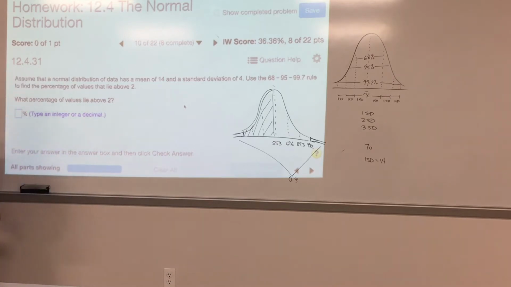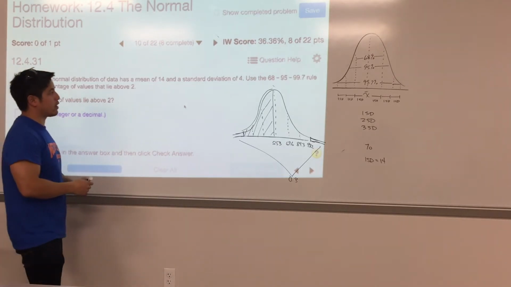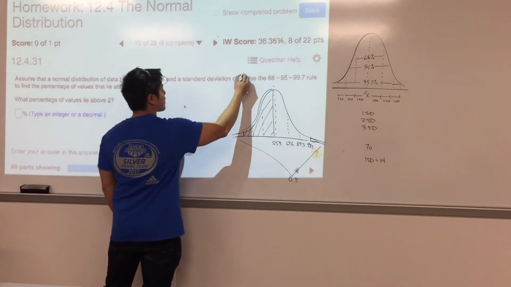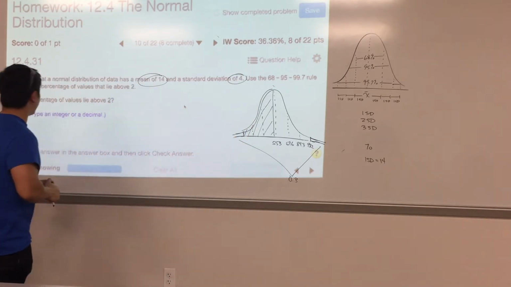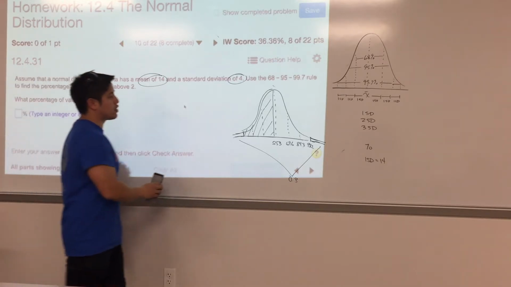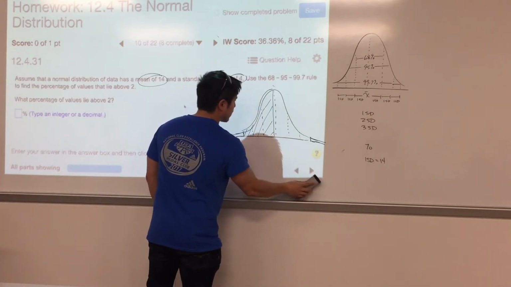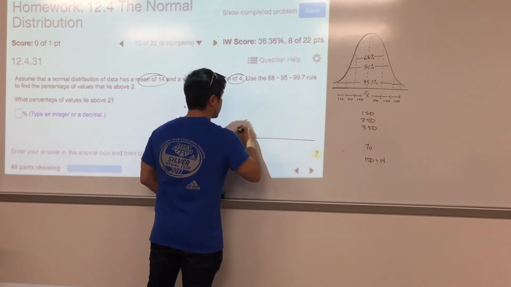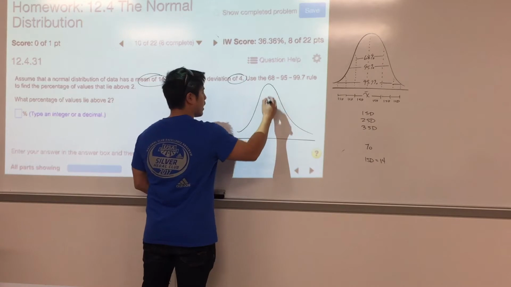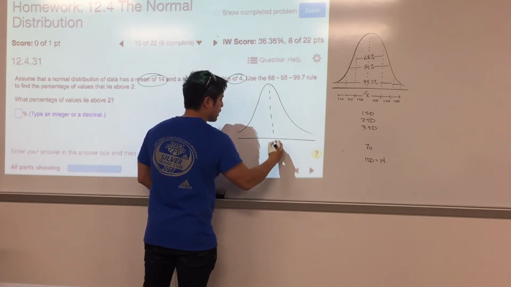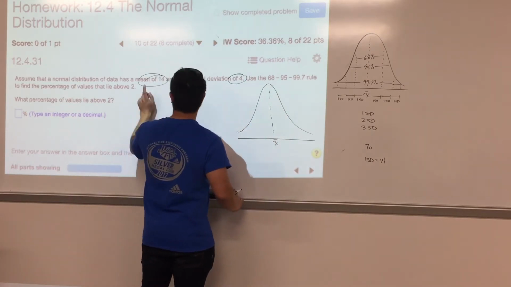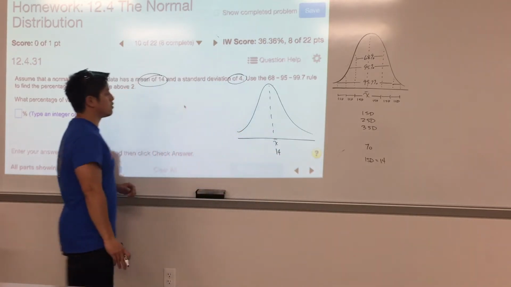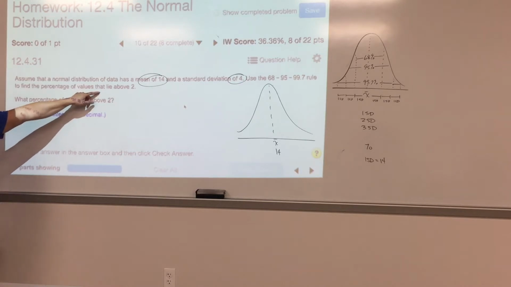Assume that a normal distribution of data has a mean of 14 and a standard deviation of 4. Use the empirical rule to find the percentage of values that lie above 2. Let's start with a new one. Here's your mean, a mean of 14 and a standard deviation of 4. So it says above 2.